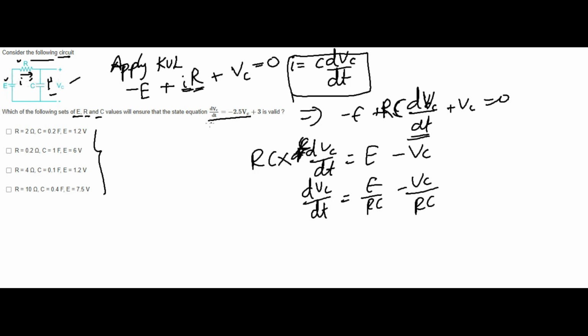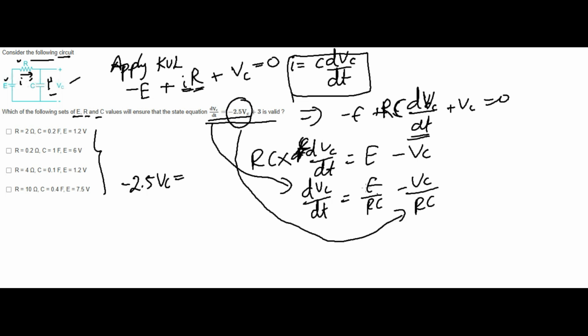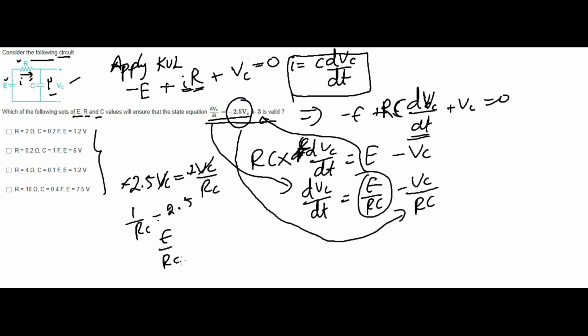Now we have to compare this equation. So dVc by dt, fine. In place of minus 2.5 Vc, we have minus Vc by RC, so the minus signs cancel and Vc cancels, so 1 by RC is equal to 2.5. Now E by RC, here you have 3, so E divided by RC is equal to 3. You know that 1 by RC is equal to 2.5, so we can write E into 1 divided by RC is equal to 3.